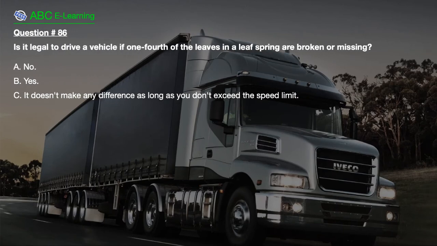Question number 86. Is it legal to drive a vehicle if 1/4 of the leaves in a leaf spring are broken or missing? A. No. B. Yes. C. It doesn't make any difference as long as you don't exceed the speed limit.